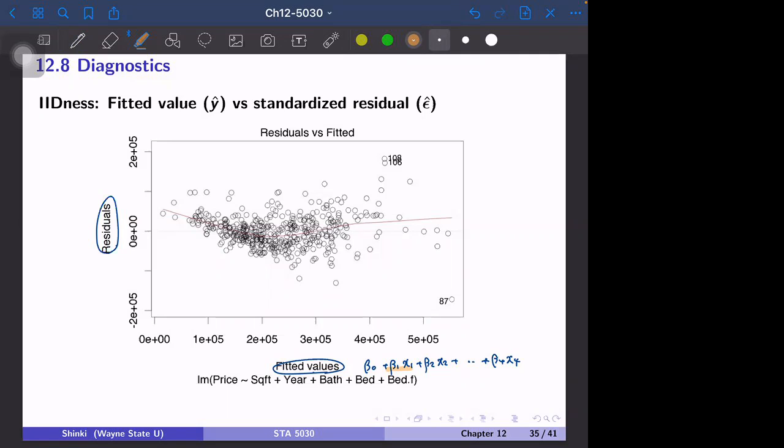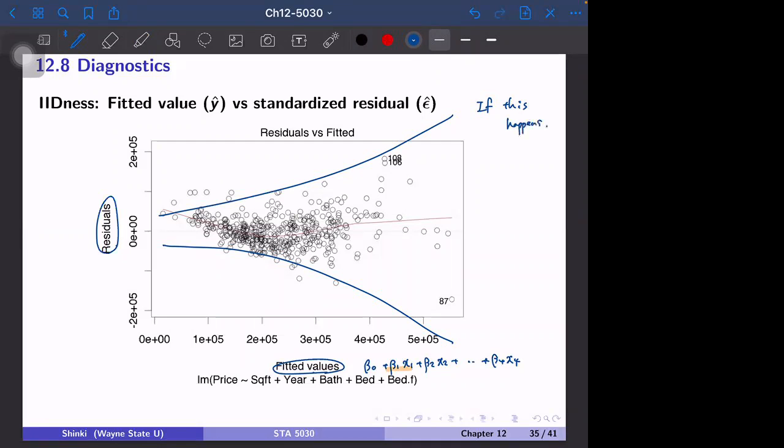Here, the fitted values are a mixture of these variables, so it's really hard to interpret when we see some curvature. But usually the most significant fact is that sometimes residuals have some tendency, such as increasing variance as fitted value increases. In this case, usually the variance gets larger when the fitted value is larger. If this happens, transform y.